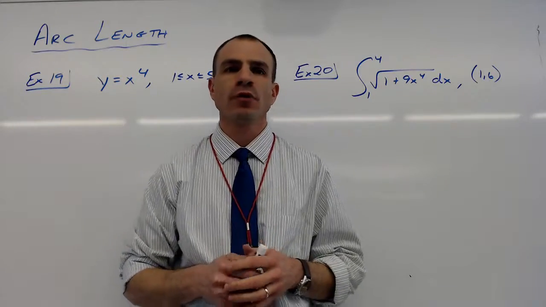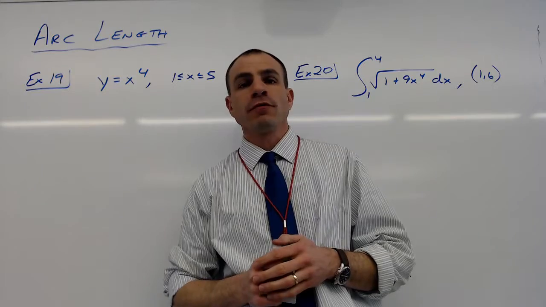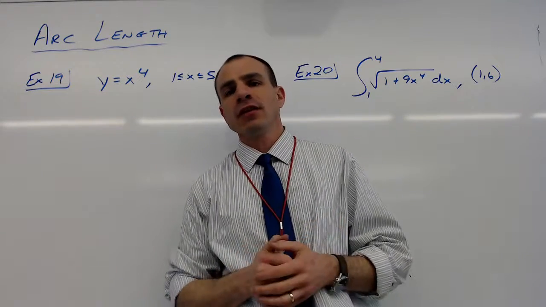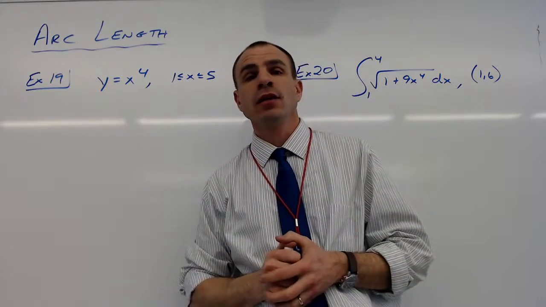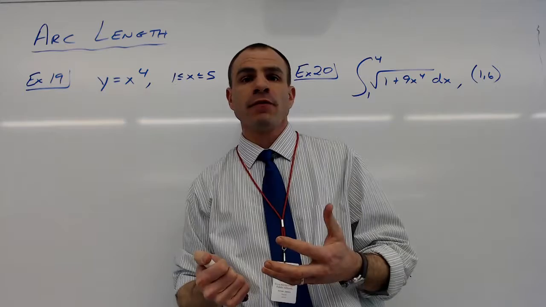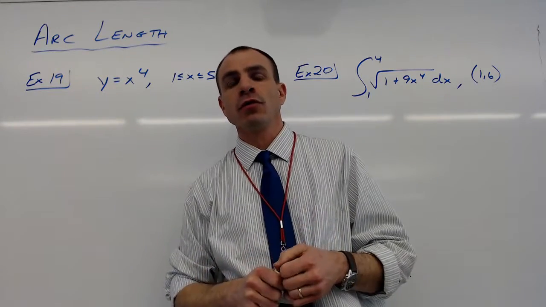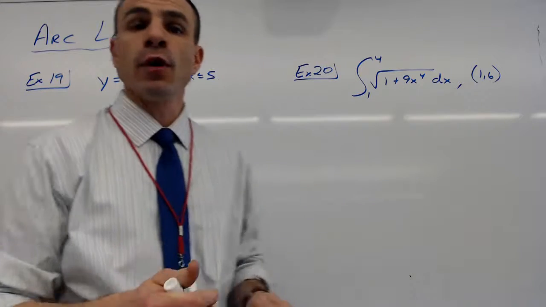Continuing with the examples, number 19, we are given the function y equals x to the fourth, and we're interested in the length of its arc as x is between the values of 1 and 5. All right, so we know that we have to create a definite integral, and that definite integral involves dy dx being squared. So let's start by finding dy dx.